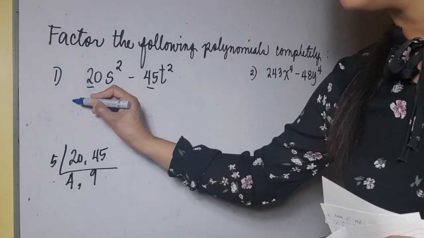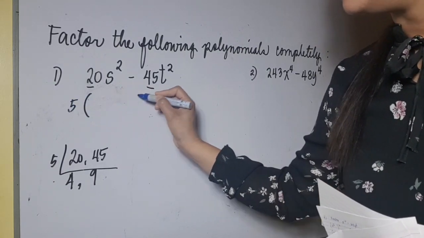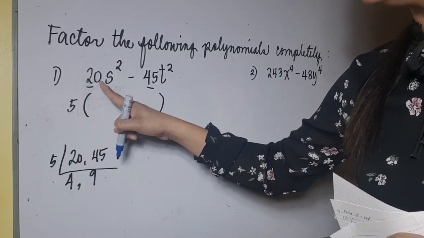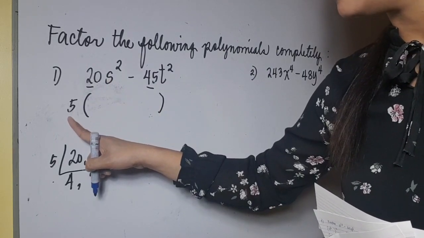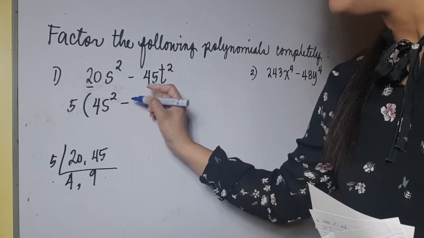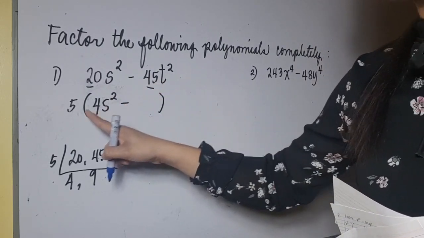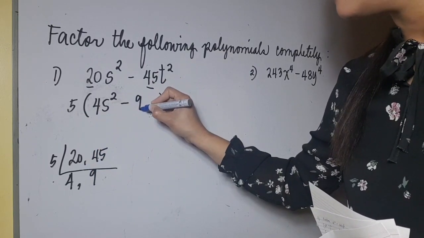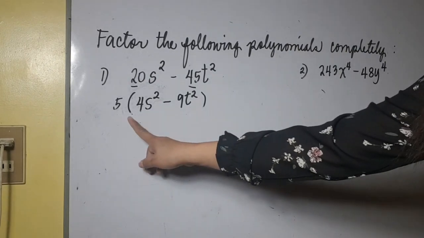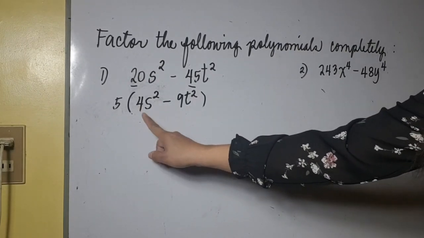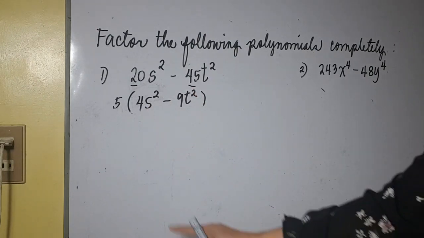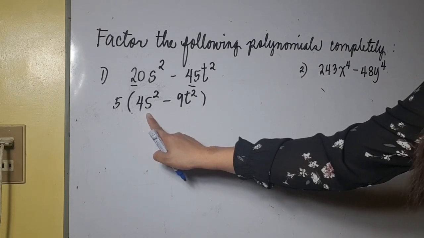So, let's get the common factor na 5. And then, divide each term here by the common factor. 20s squared divided by 5 is 4s squared. Minus 45t squared divided by 5 is 9t squared. You will notice here that one of the factors is a difference of 2 squares. Bakit naging difference of 2 squares? Tingnan natin yung square root ng first term.